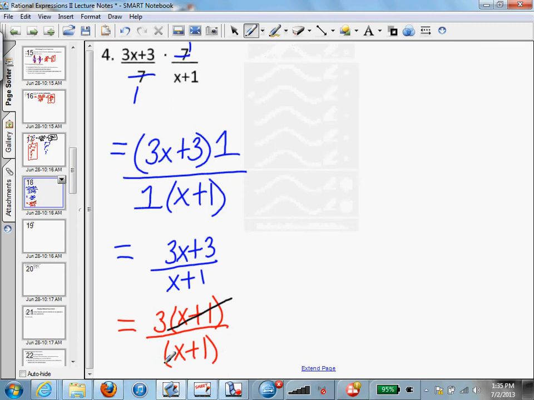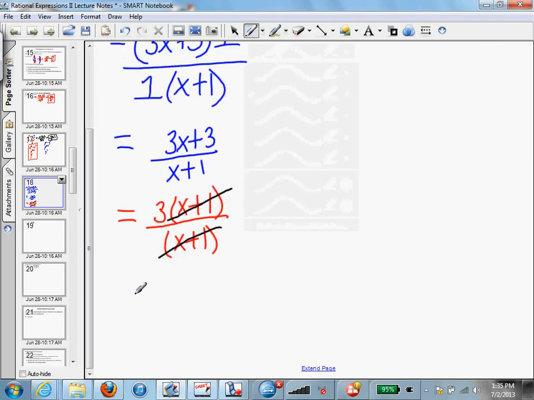So you notice that x plus 1 is on top and bottom, leaving you with just 3 as your solution.